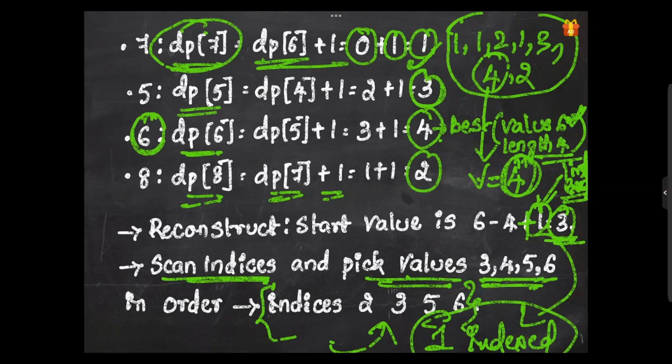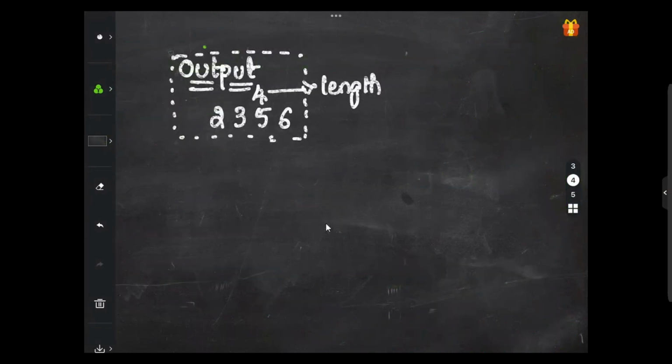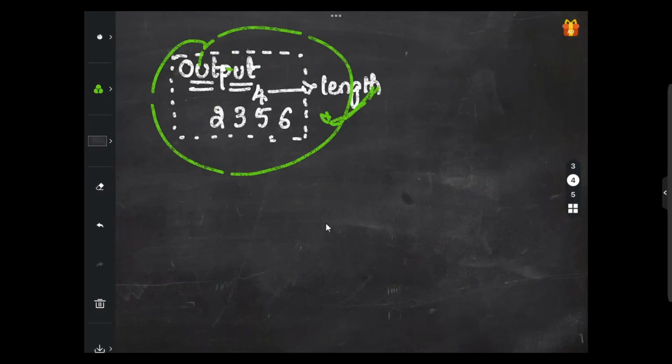So this is what we will return in the output. That's what they have asked. First thing is we have to output the longest length, and then we have to return the indices, right? So we have to go with 4 along with 2, 3, 5, 6, because we are scanning the indices and picking the values 3, 4, 5, 6 in order, right? So indices will quite obviously be 2, 3, 5, 6. So this is how we got the output 4 and 2, 3, 5, 6. This is nothing but the length and this is nothing but the indices, basically.